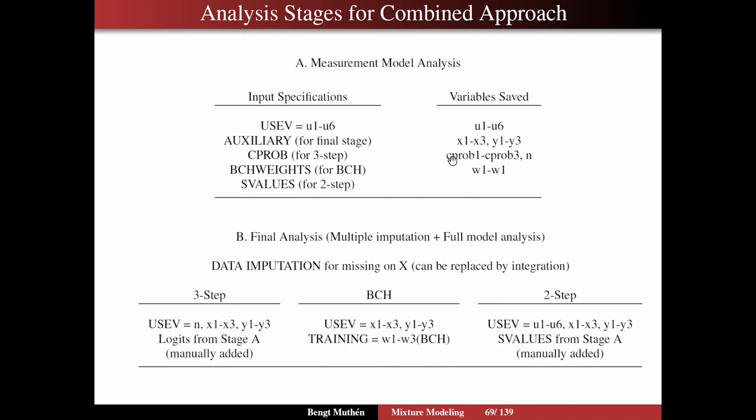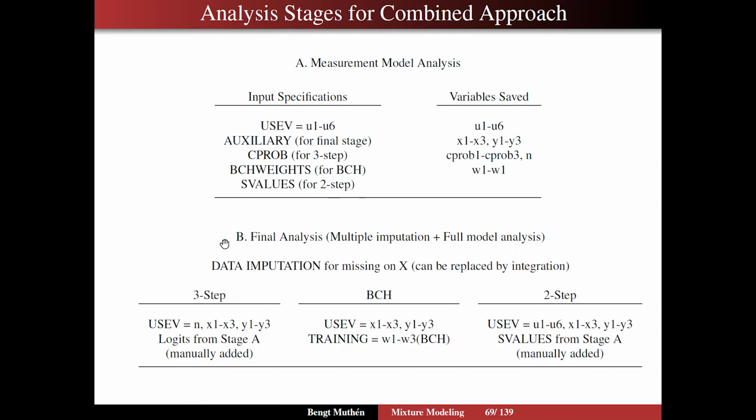So we have the three class probabilities for the three classes, and the most likely class, the nominal variable that we abbreviate to N. And we ask for BCH weights for the BCH approach. So we get 3 weights here, 1 for each class. And we also ask for S values, saving the measurement model parameter estimates for the 2-step analysis in the final analysis.